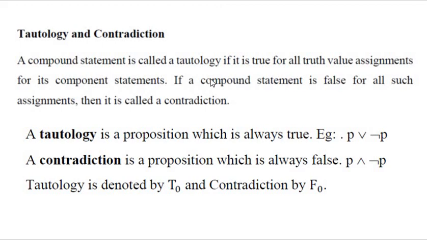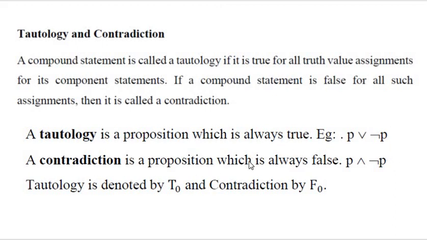Next definition, tautology and contradiction. A compound statement is called a tautology if it is true for all truth value assignments for its component statements. If a compound statement is false for all such assignments, then it is called a contradiction. So, a tautology is a proposition which is always true. For example, consider the compound proposition P or negation P. In the truth table corresponding to P or negation P, you can see that all truth values are T. So, it is a tautology.